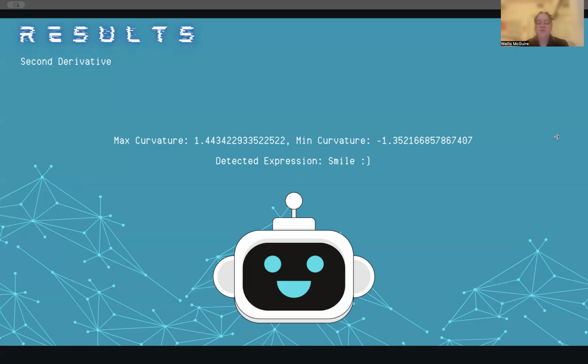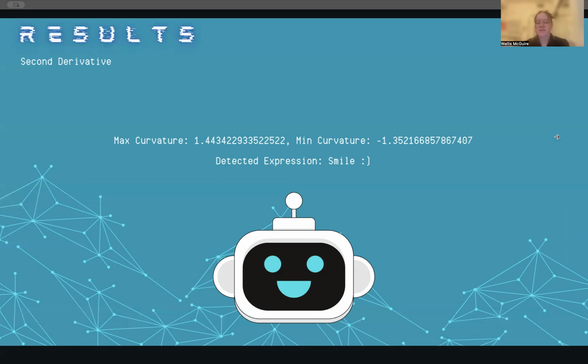So there's two ways to detect whether or not someone is smiling. The first is taking the absolute value of these two numbers, because as you can see, the min curvature is negative. So in order to compare them, we'd have to turn them positive. And if the max curvature, meaning more upward, is greater than the min curvature, meaning more downward, then that would mean a more upward curve and therefore a smile.